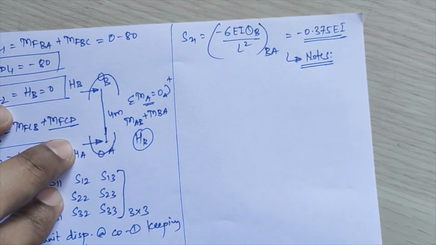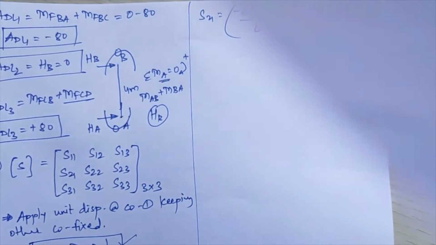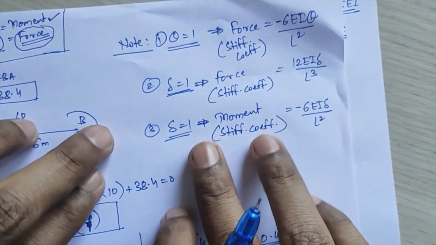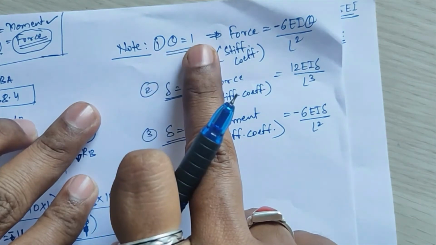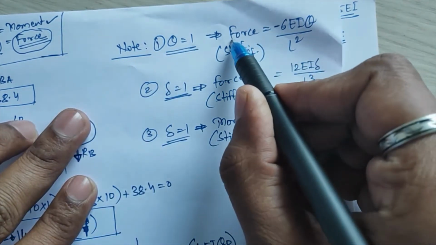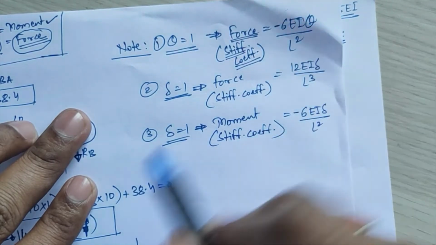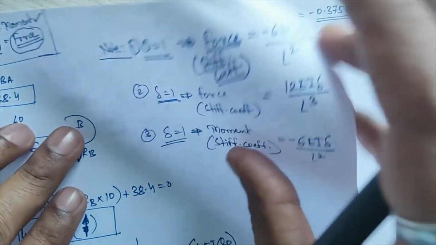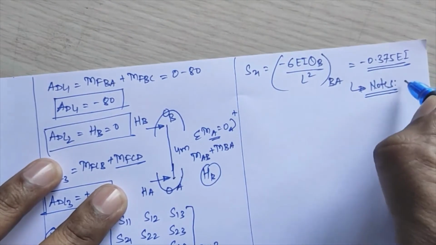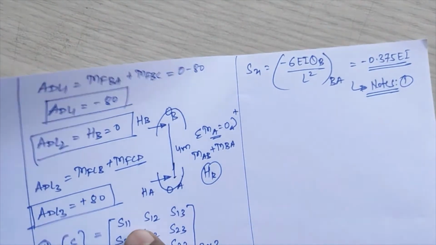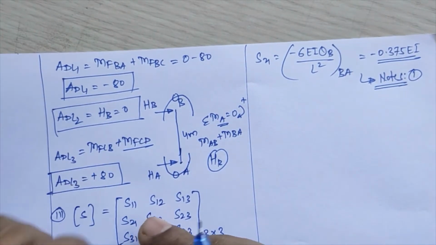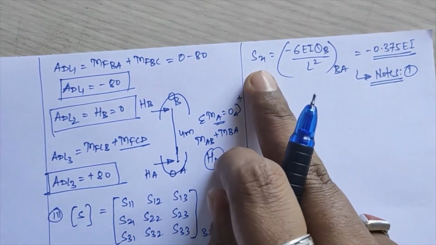In that note I have given you, see, yesterday's paper I am having these 3 notes. If you are applying theta equal to 1 and are asked to calculate the force value for your stiffness coefficient, it comes equal to 6EI theta upon L square. So here you can write using note number 1. My first 3 stiffness coefficients are done here.